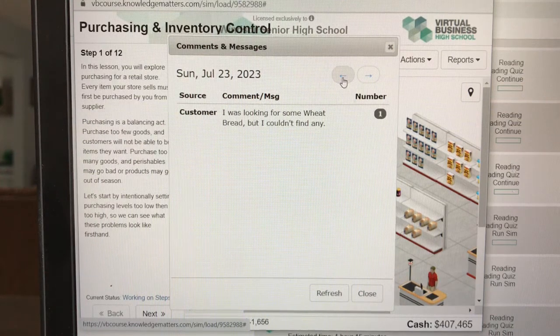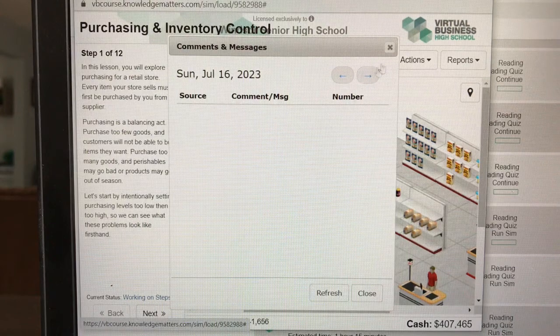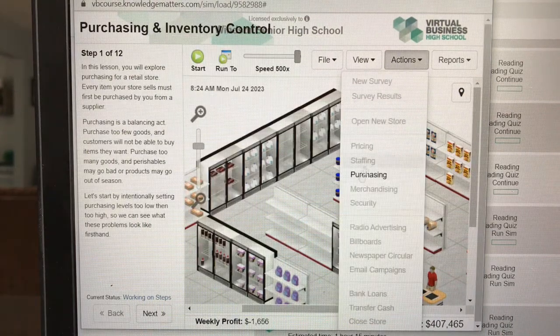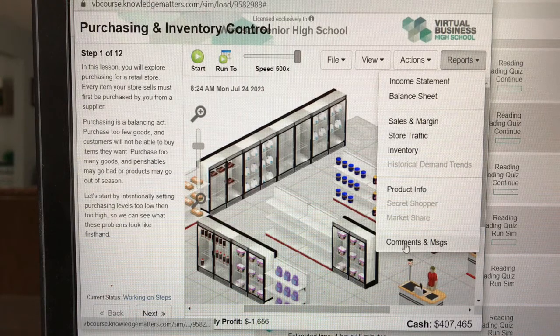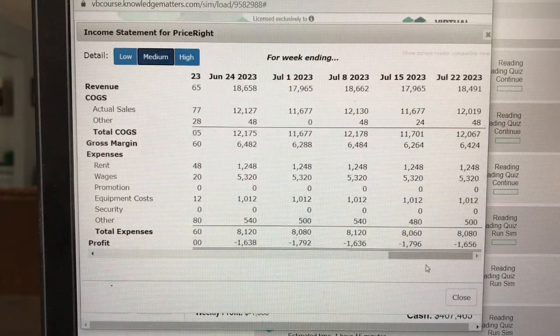All right, looking for wheat bread now. So we just ordered less of that. That's fine. So maybe order a little bit more white bread now. So that's kind of what you've got to watch for. You've got to figure out what items you want to order. And we can also look at my income statement.